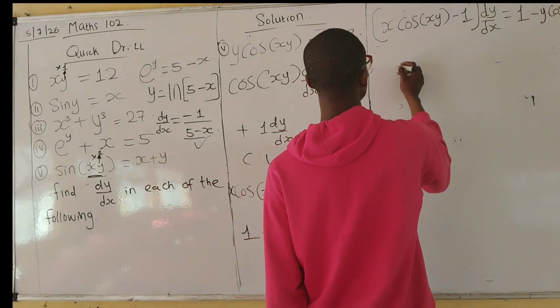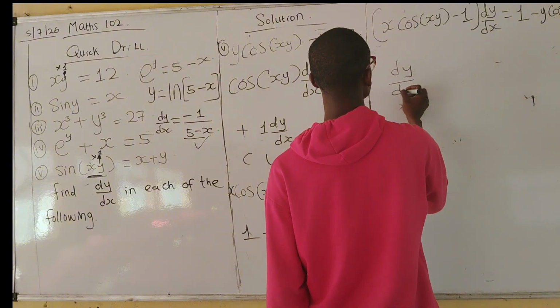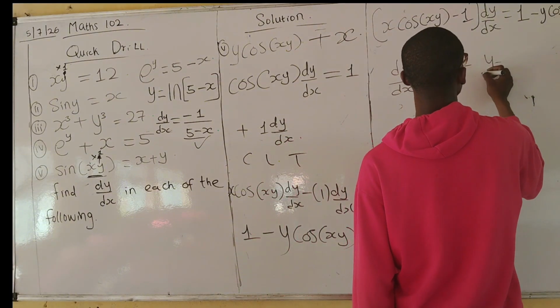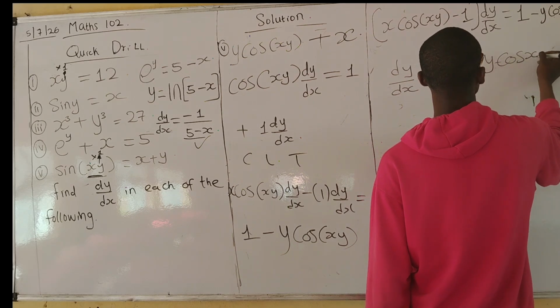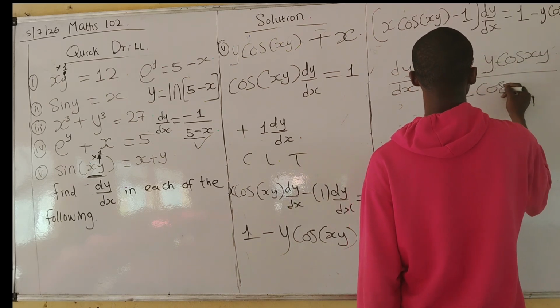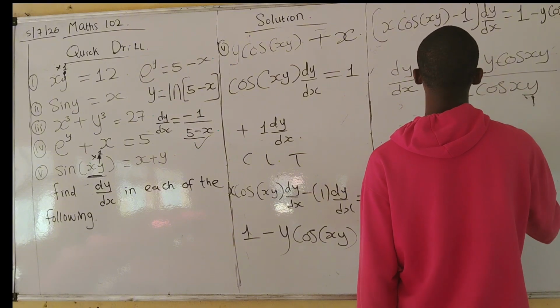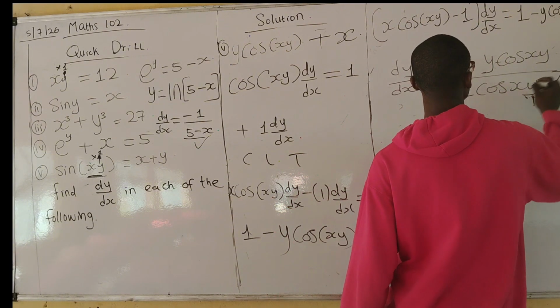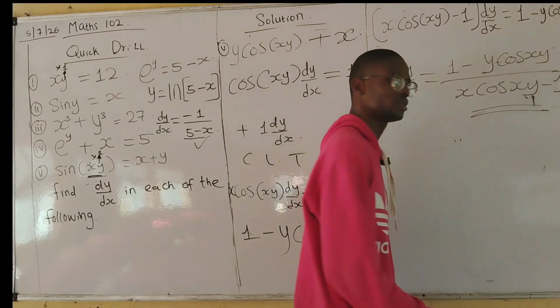Right? So dividing both sides by anything apart from dy dx, we should have 1 minus y cos x y over x cos x y minus 1. So this is our final answer.